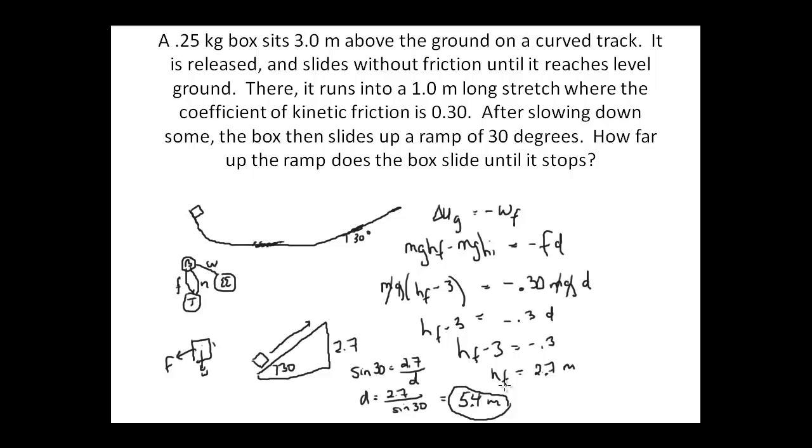So it looked kind of troubling because there was a curved section at the beginning and a little friction in the middle, and then it had a ramp on the end. But if you look at it from an energy perspective, it was a very simple problem. There was a change in potential energy due to gravity, but at the same time, work from friction was taking away energy, and it turned out to be a quite simple problem to solve.